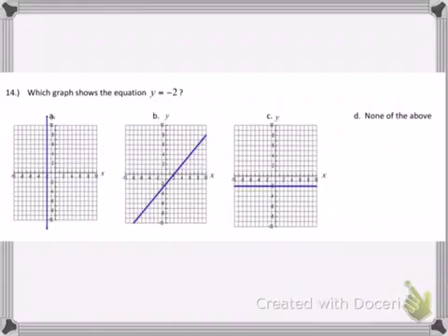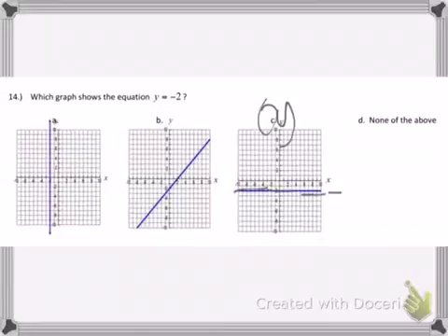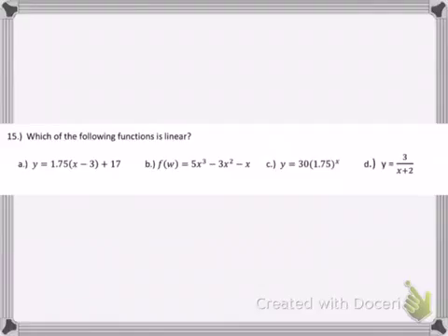Which graph shows the equation y equals -2? Right here it's C because it has a line going through the y of -2 straight across. This would have a 0 slope. Which of the following functions is linear?